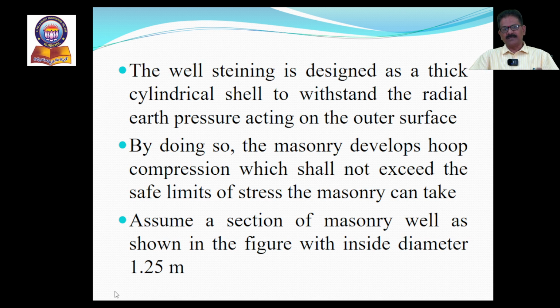Now coming to the well steening. Steening means the walls of the well. The well steening is designed as a thick cylindrical shell to withstand the radial earth pressure acting on the outer surface. Imagine a circular masonry well to regulate the flow through the sluice. The material of construction is masonry or concrete, whatever it may be. The major external force acting on this component is earth pressure, that is radial earth pressure. In all 360 degrees directions, the earth will be present. Therefore, the radial earth pressure is the major external force acting on the well steening.